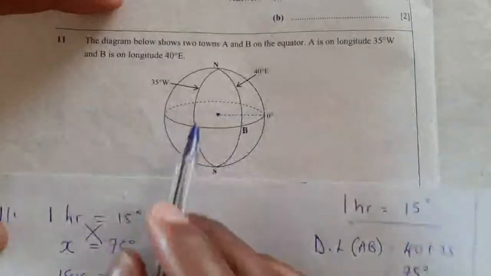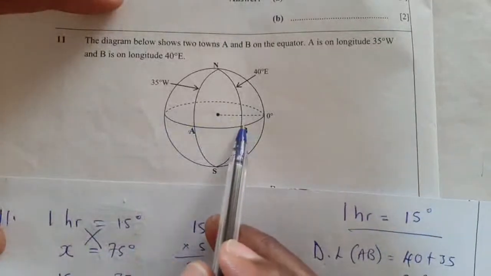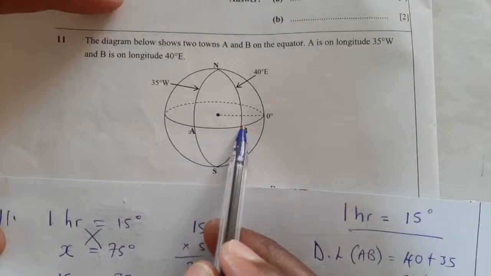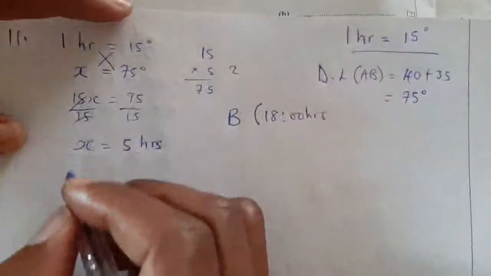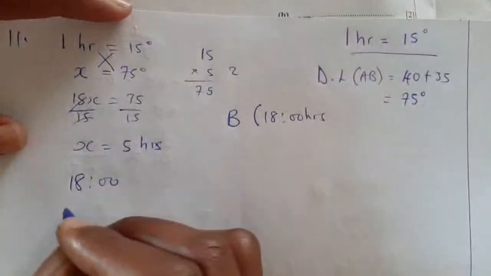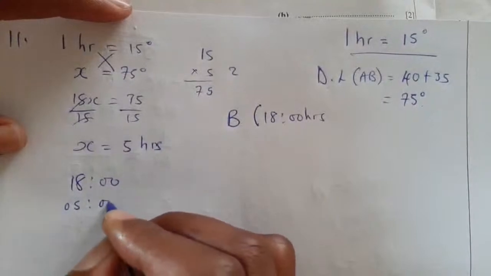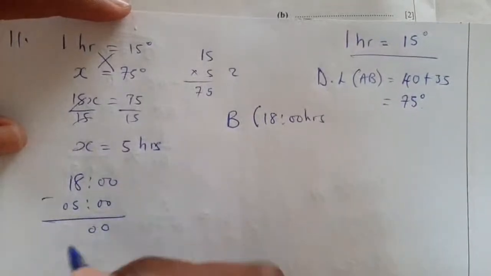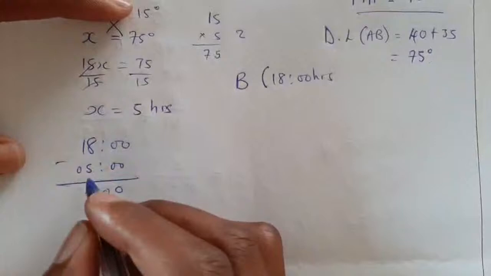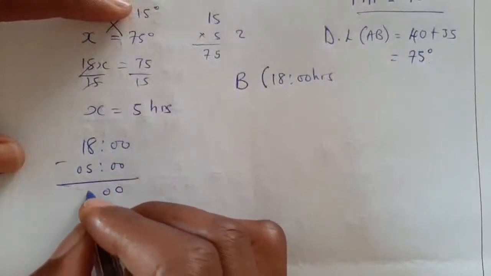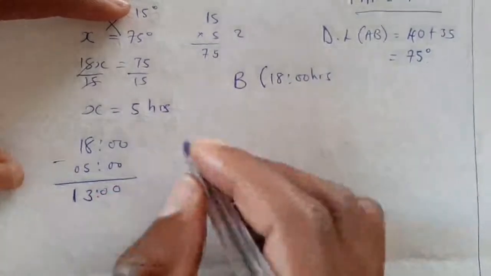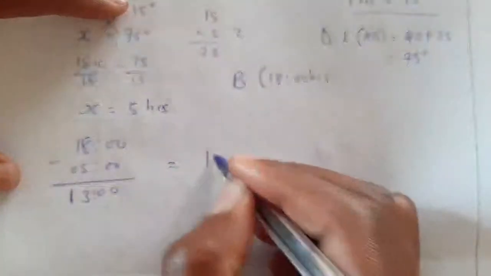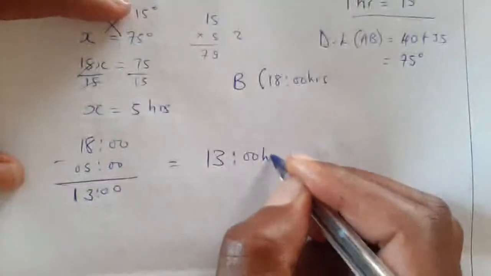If this 18 hours was at A and we were trying to find the time at B, we would add the 5 hours, because as you go to the east, you are gaining time. Since we are going to the west, we are losing time. So 18 hours, we subtract 5 hours from it. What is 8 minus 5? That is 3, 1 minus 0, 1. So the time in this case at A will be 13 hours.